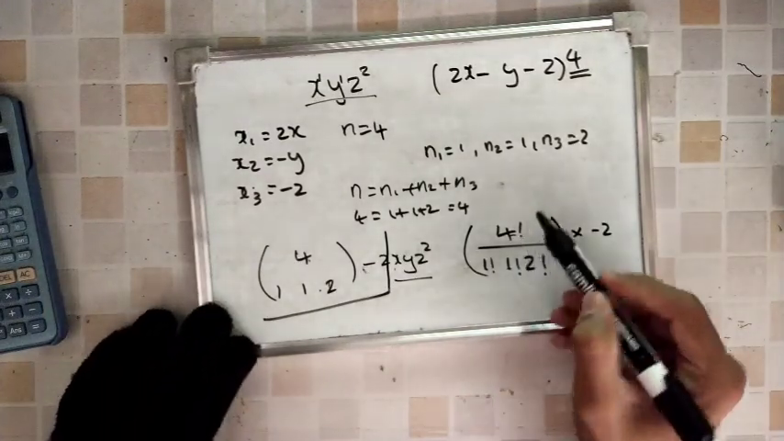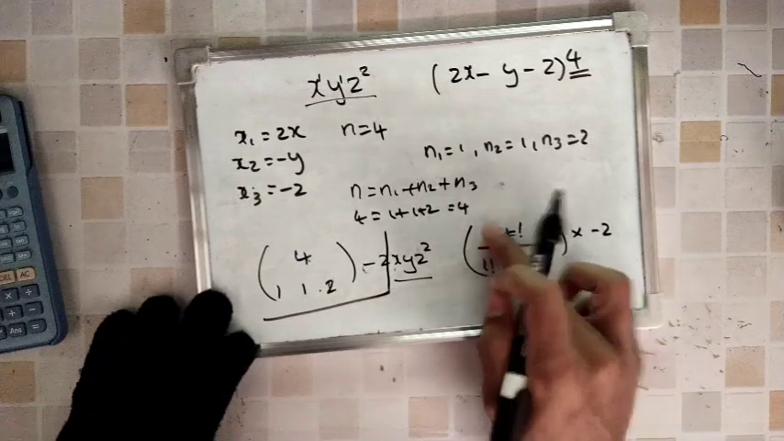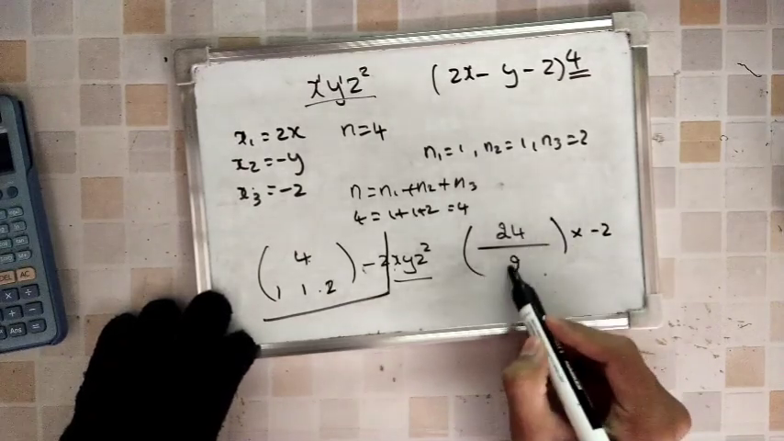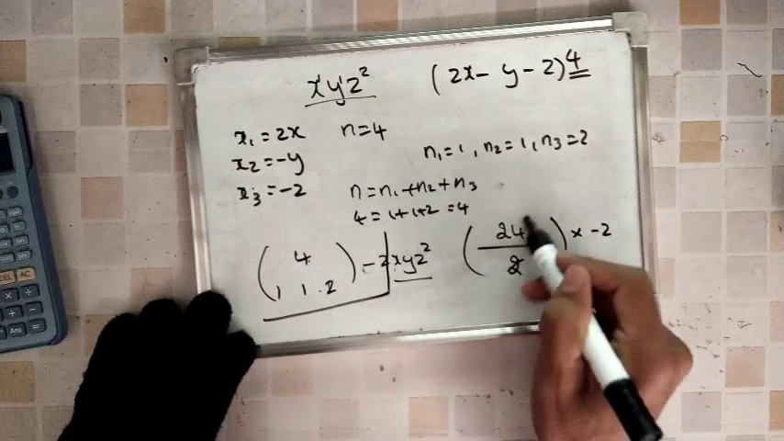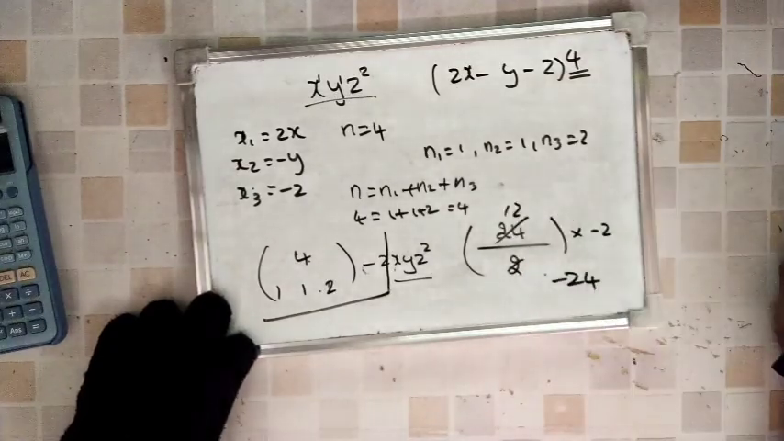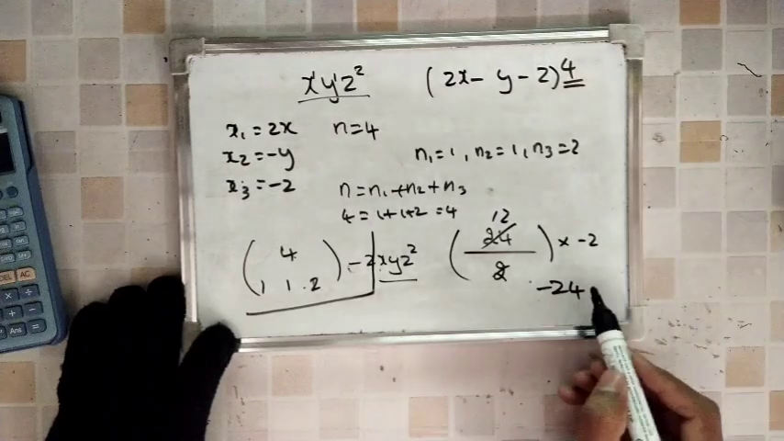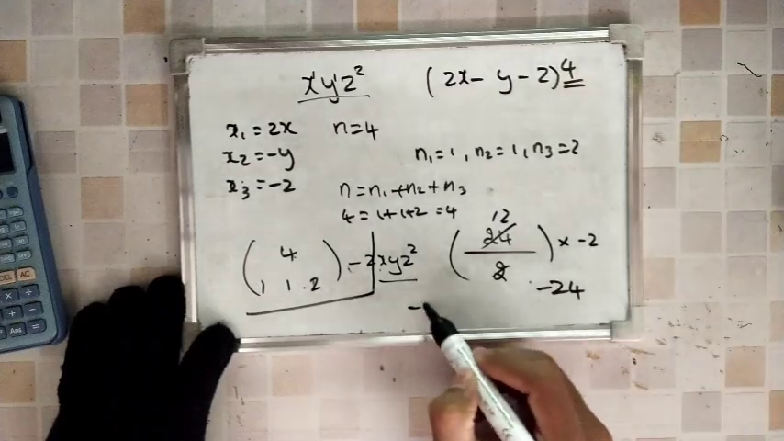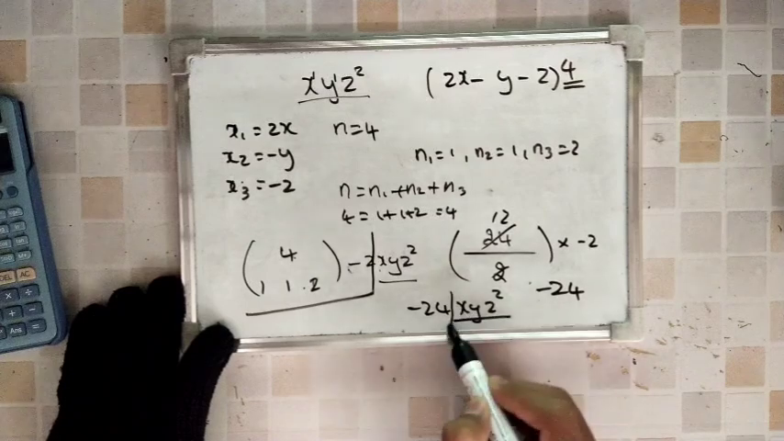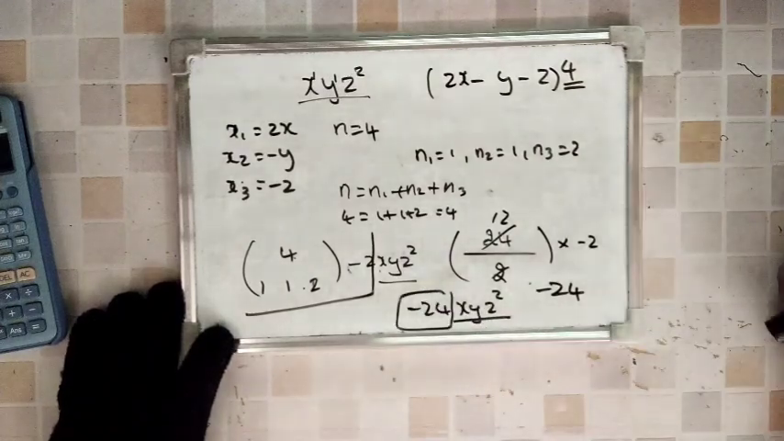So 4 factorial is nothing but 24. 24 divided by 2 is nothing but 12. 12 into minus 2 is minus 24. So minus 24 is your answer. Minus 24 is the coefficient of x y z square. From this you can say that minus 24 is the coefficient of this expansion. Very simple, it was the easiest sum.